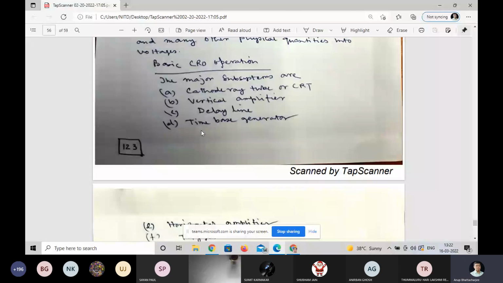Basic CRO operation. I have told you what a CRO is and its full name, but what are the major things present in a CRO? Suppose a doctor should know, in one human being, what the major and minor organs are, where they are present, and the functions of each and every component. Similarly, being an engineer, you must know for any instrument what components are present in that machine, and at the same time the function of each and every component or element.